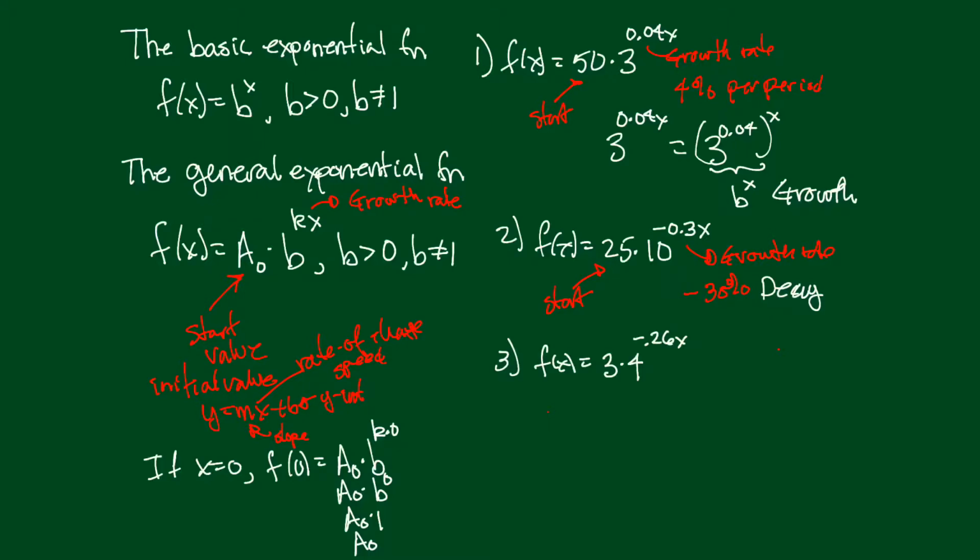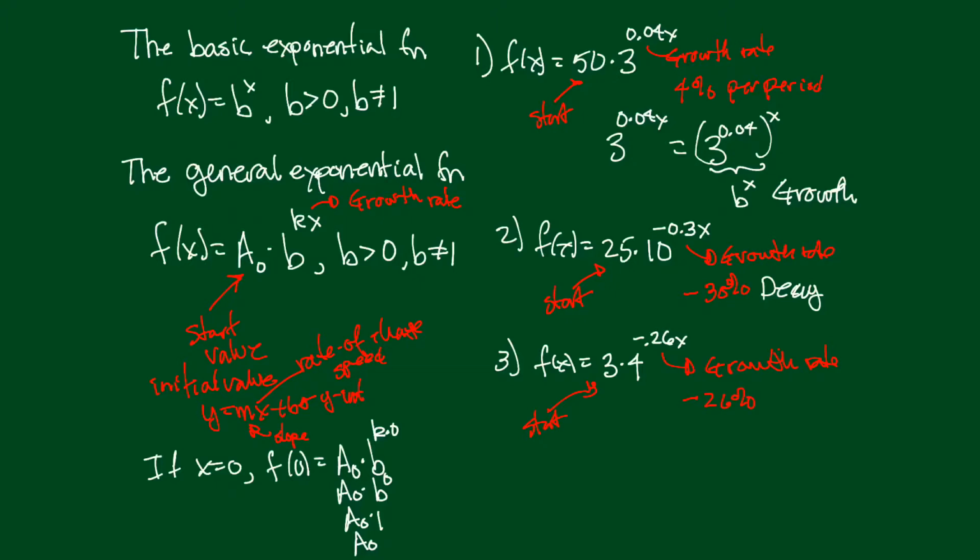How about this third example here? F of x is 3 times 4 to the negative 0.26x. So I can see my start value, right? We're starting with 3 units of output. And our growth rate, what about the growth rate? The growth rate is, all right, I'll write growth rate. Well, sort of, if you can read that. The growth rate is what? Negative 26%.